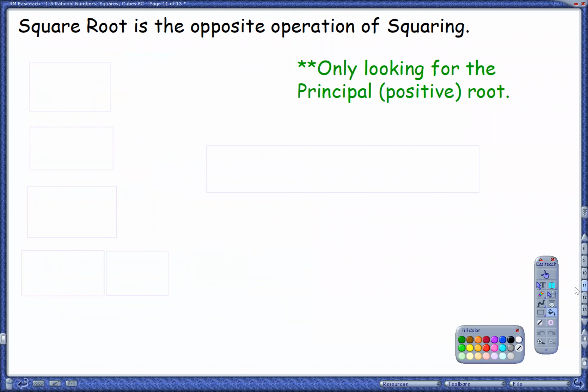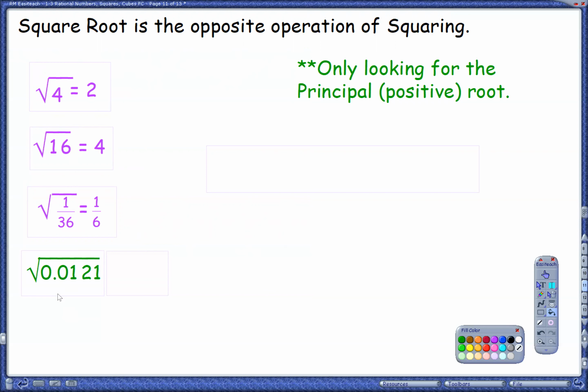Square root is the opposite of squaring. And remember that we are only looking for the positive square root. So the square root of 4 is 2. Square root of 16 is 4. The square root of 1 over 36 is 1 over 6. And the square root of 0.0121, because 121 is coming from 11, you have to think a little, and the answer is 0.11. And all of these are rational numbers because these are the square roots of numbers that are perfect squares.